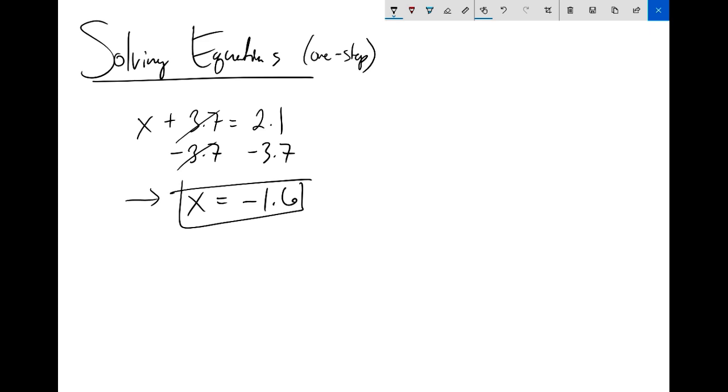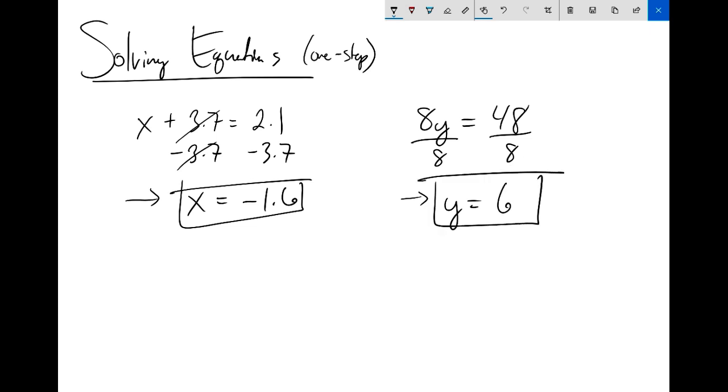Same thing if you had an equation like 8y equals 48. There's only one operation we have to do to solve this equation. It's an 8 times y on the left-hand side, so how do you get rid of it? Yeah, multiplication is undone with division, so you just divide. You get y equals 48 divided by 8 is 6.